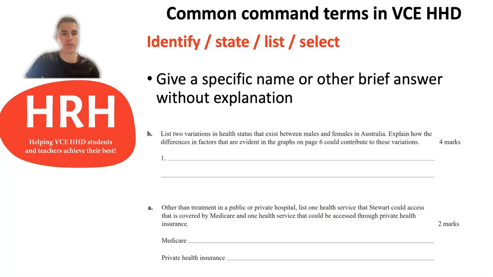And then you can see down the bottom another question. It was within the question, not at the beginning of the sentence, where they said, other than treatment in a public or private hospital, list 1 health service that Stuart could access that's covered by Medicare, and 1 health service that could be accessed through private health insurance.